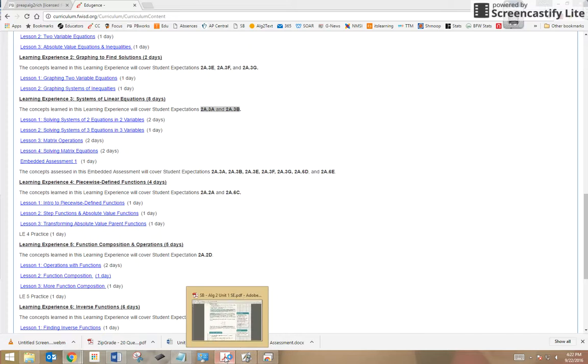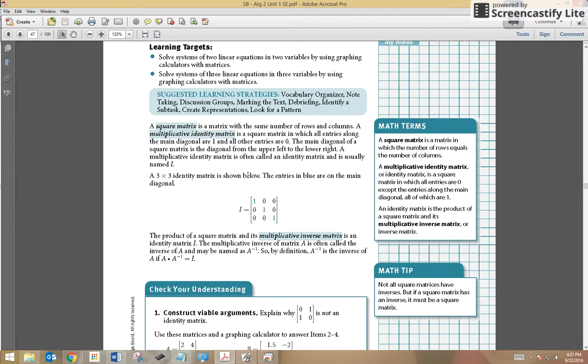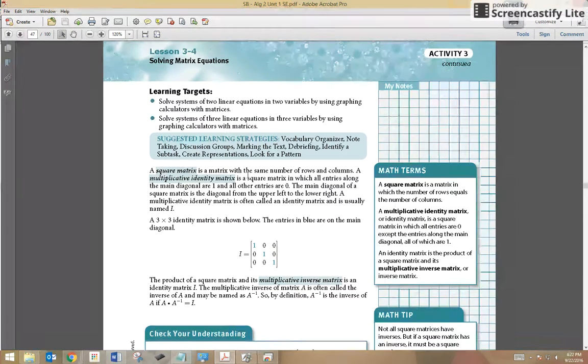Okay, moving on to section 3-4, we are going to now use matrices to solve systems. All right, the methods that I'm going to go through are somewhat similar to here, but again, we're using a different calculator than what the explanations that you see here are. Things will be a little bit different.